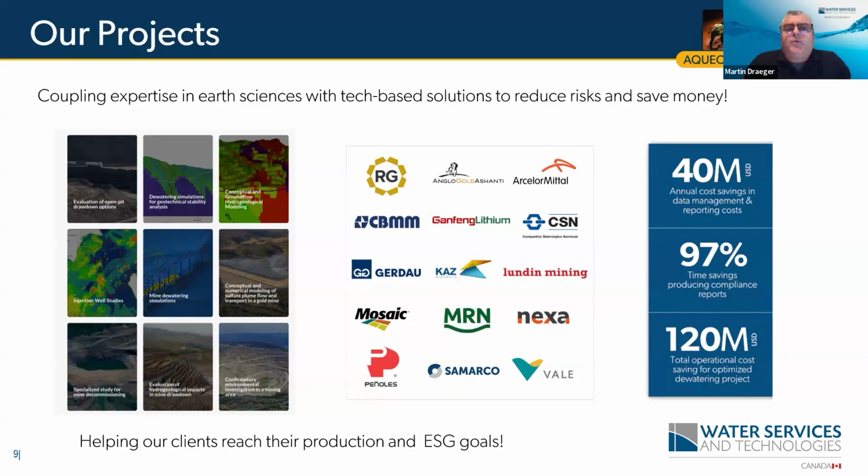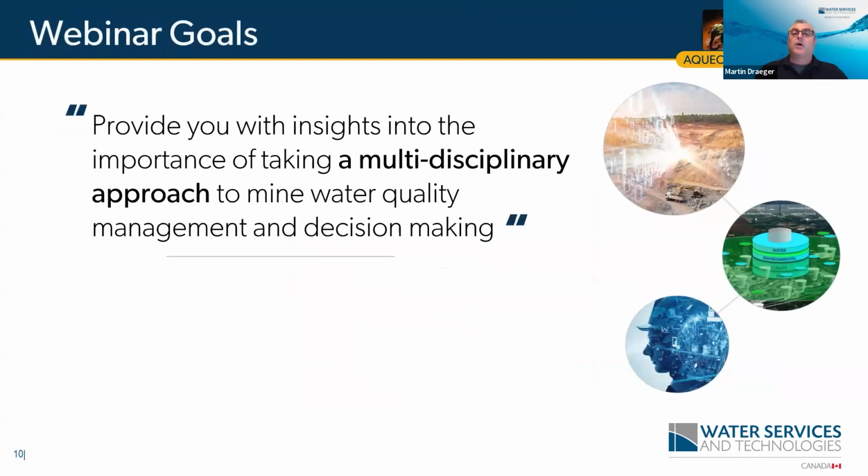To show examples in terms of quantification, there are three examples here where we've helped a mine save $40 million purely in data management and reporting costs by implementing a software solution and database, basically an enterprise solution to help with those reporting costs for compliance or ESG. We've also helped save time: 97% of a company's time in producing compliance reports. And on the more technical side, we've helped a company save $120 million in operational costs due to our optimization of dewatering. So we're really not just doing technical work. We're actually solving problems that add value to organizations to make sure they stay operationally efficient.